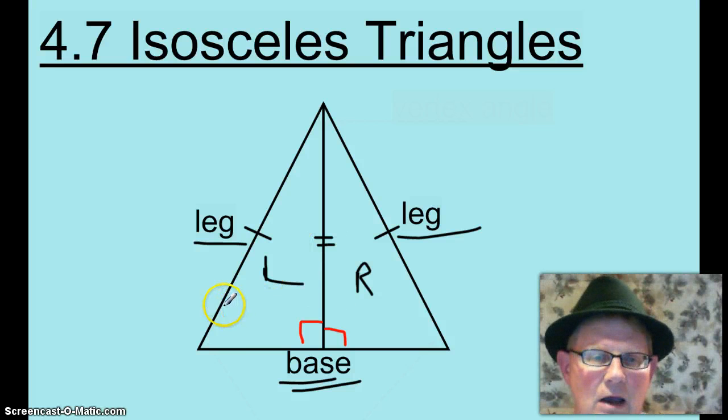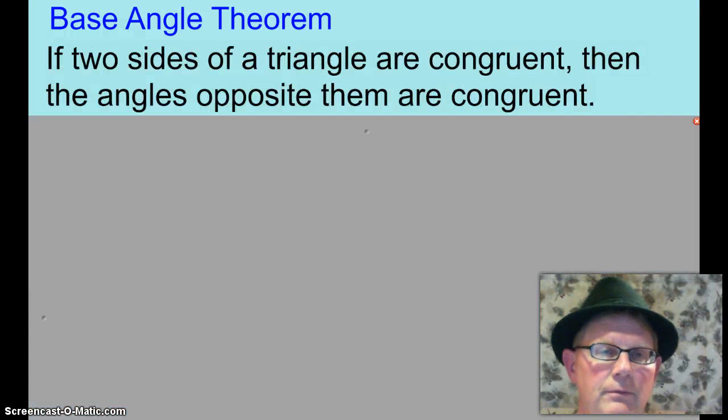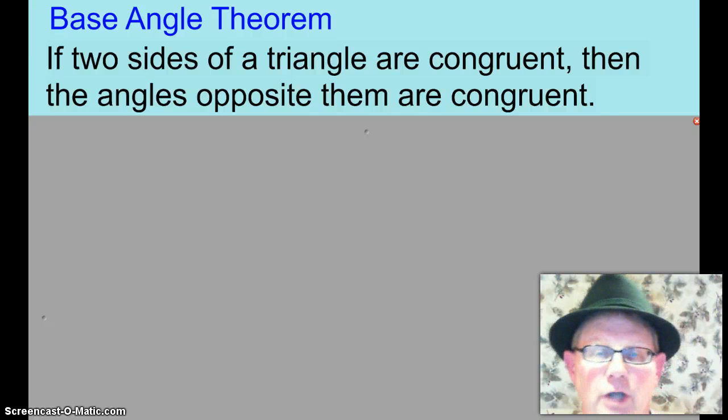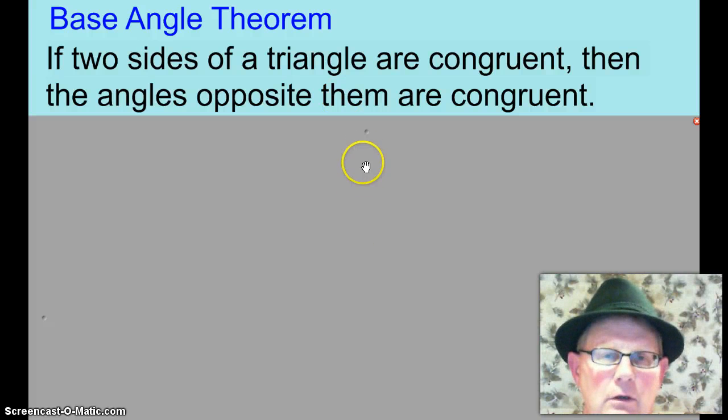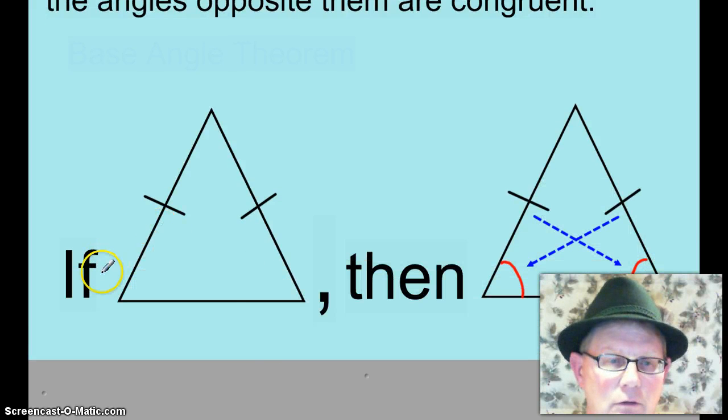Good. So now, using corresponding parts of congruent triangles are congruent, I can make that angle congruent to that angle. And that's going to lead us to the first theorem in section 4.7. That theorem is called the base angle theorem. The base angle theorem says if two sides of one triangle are congruent, then the angles opposite them are congruent. The picture kind of looks like this. If two sides are congruent, then the angles opposite those sides are congruent.